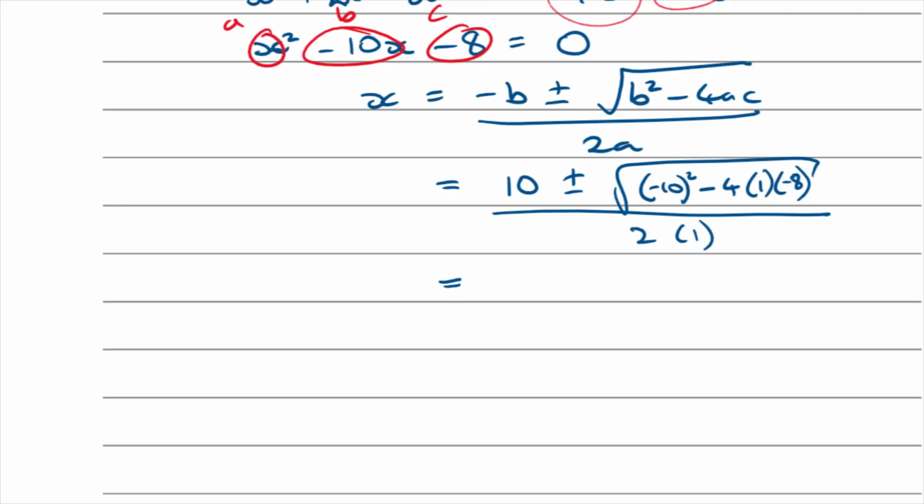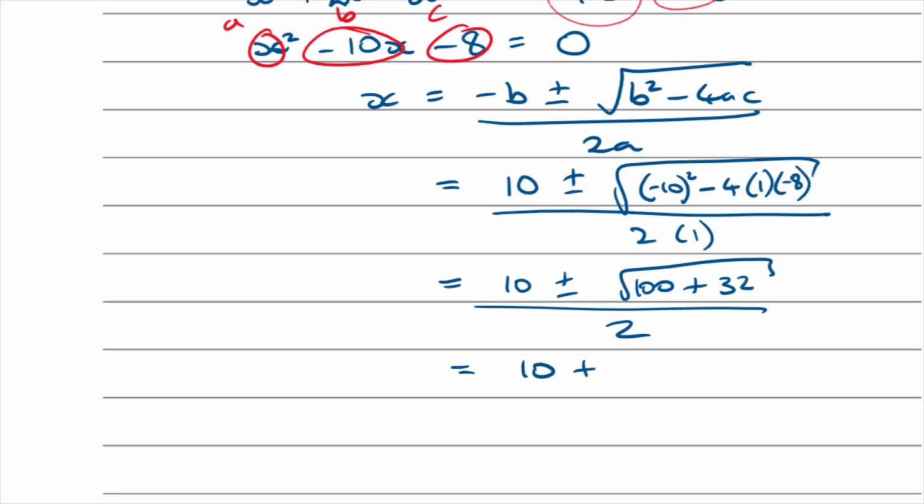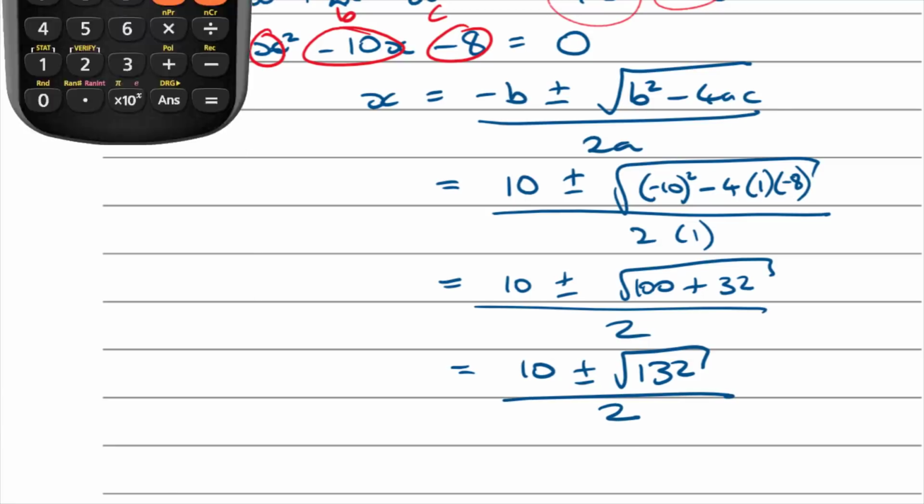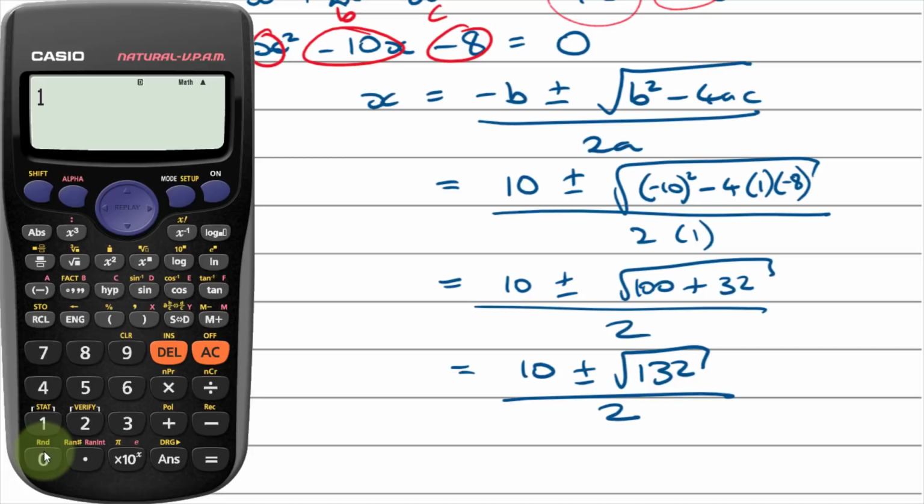Okay, so let's see if we can simplify that a little bit. So that's 10 plus or minus, right, I've got minus 10 all squared, which is 100, positive 100. I've got a negative times a positive times a negative, which is going to give me positive. 4 times 1 is 4 times 8 is 32. So 100 plus 32 all square rooted over 2, which is 10 plus or minus the root of 132 divided by 2. Okay, so time to reach for the calculator.